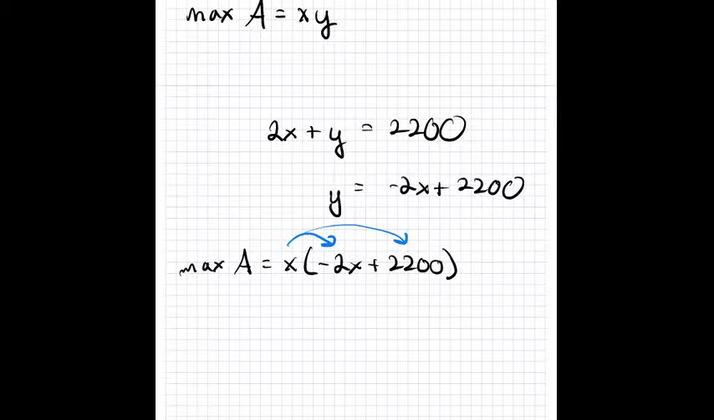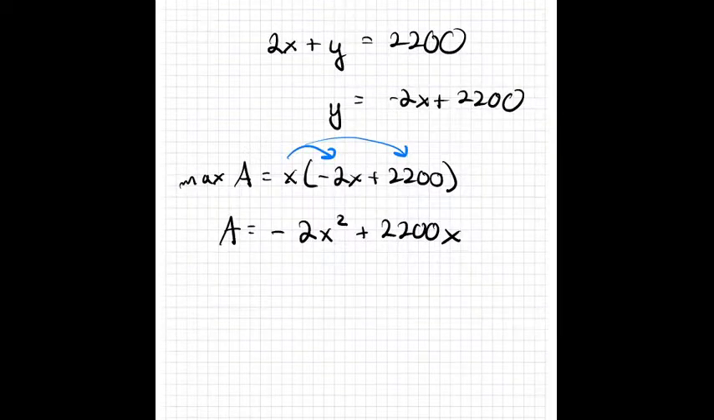Now, some images should already be coming into your mind at this point. What can you notice right off the bat? Notice that the highest exponent is 2, so that's usually a parabola. Notice the leading coefficient is negative, so the parabola should be opening downward. If we have a parabola opening downward, that's exactly what we need, because that means we should have a maximum. So let's look at the derivative and find the coordinates of that max. A prime is going to be negative 4x plus 2,200. Again, this one's not going to be undefined, but it can be equal to 0, so we set it equal to 0.